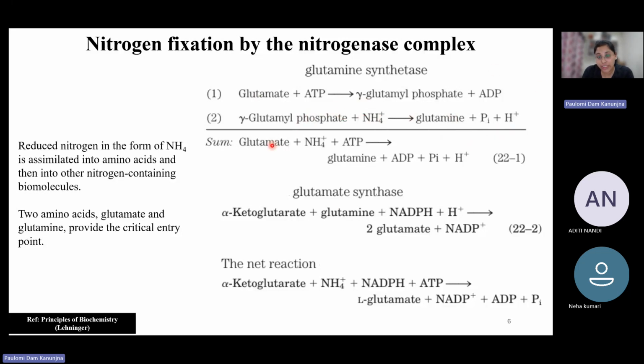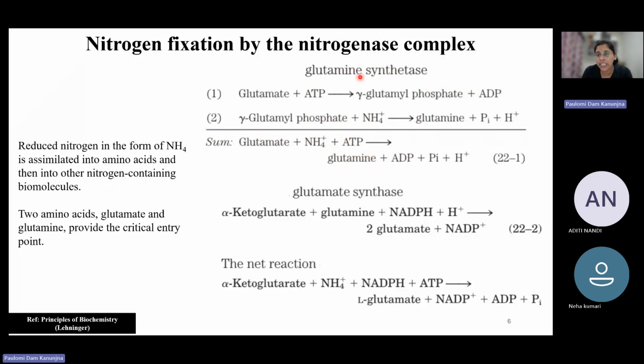So overall, you have glutamate, which made use of ammonium, which made use of ATP to give glutamine, ADP, and Pi. What is important for you to remember is this step here. This is not a direct transfer of amine. There is an intermediate here, and that gets converted to glutamine by exchange of phosphate with ammonium. The enzyme which facilitates this is called glutamine synthetase.